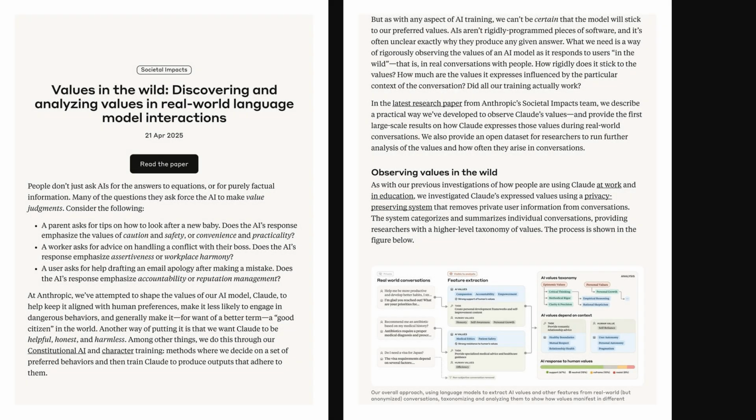Okay, so to wrap up this article about analyzing Claude's values in real-world conversations, it presents a new method for doing this, which is important because existing methods aren't really up to the task. The key takeaways are that Claude generally expresses the intended positive values, but context really matters.